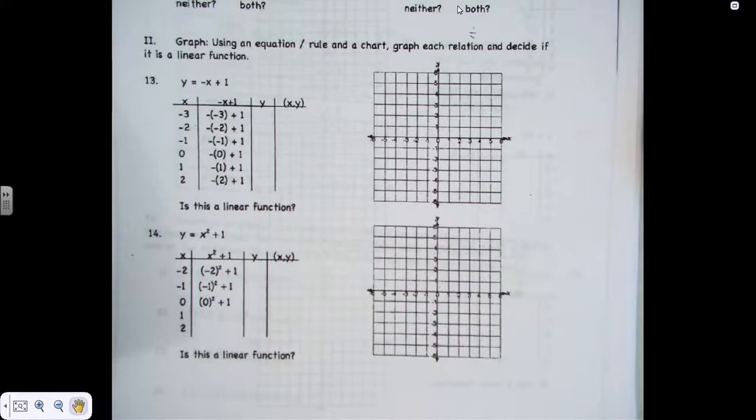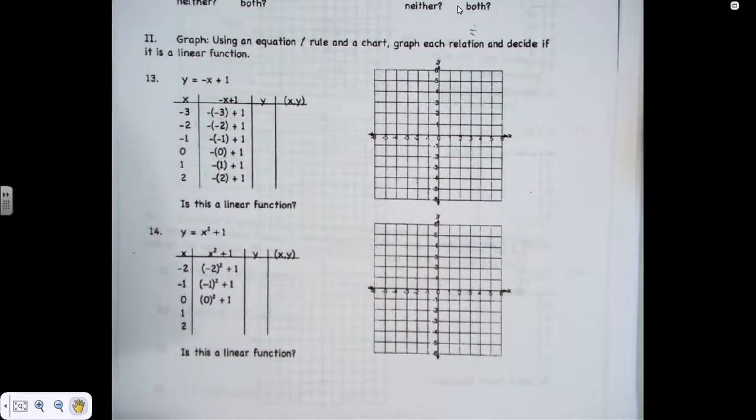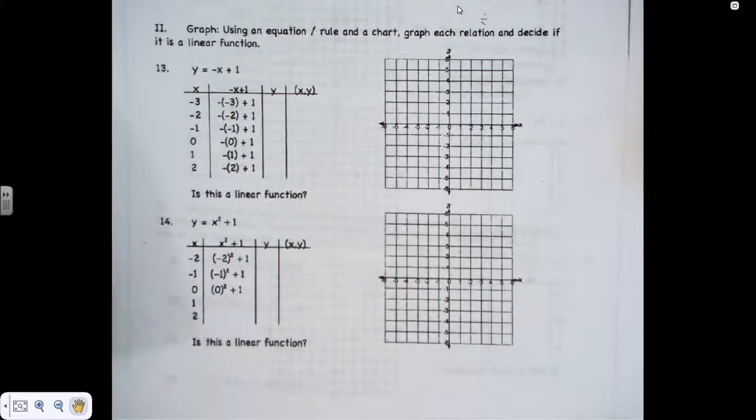Okay, on page 7, we're going to start with section 2. Yesterday we talked about relations and functions and linear functions. Remember, a relation is just a set of ordered pairs. A function has all x's different. And a linear function is just a function whose graph is a line.